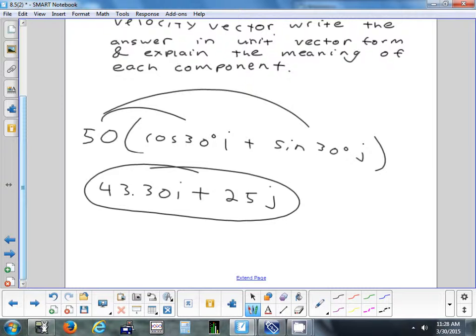When we have to combine vectors together and find a resultant vector, the best way is to always write it in unit vector notation. Then you have your horizontal component separate from your vertical. You don't have to think about these angles. Okay? So for a final answer, you never want the angle in the final answer. Just a horizontal and a vertical component. All right, so now I want to explain the meaning of each component. What is that 43.30? What does that represent in terms of throwing this object?